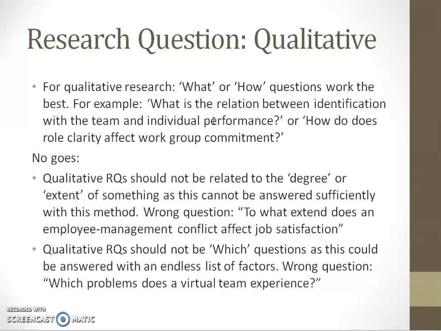For a qualitative research question, we can ask what and how questions. We want to have questions that make the foundation of exploration, something that we cannot really say using a survey. So we can have questions that explore something but do not necessarily determine something. What we cannot ask in a qualitative research question is the degree or the extent or the percentage of something, because simply doing interviews will not answer these questions. So for a qualitative research question, we should ask, for instance, what is the relation between identification with the team and individual performance, and then we can describe that.